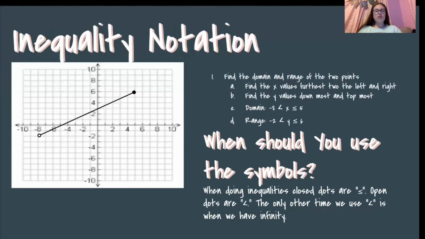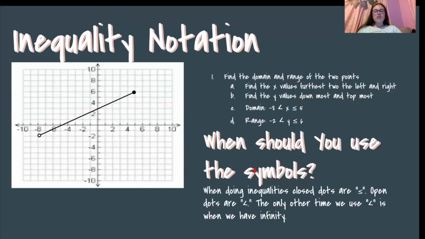So let's go over inequality notation. It's basically the same steps, except it's written out differently. This one, in my opinion, is harder to learn and harder to understand, but once you get the hang of it, it's a lot better. Like interval notation, you have to find the domain and range of the two points. So find the x values to the left and right. Find the y values downmost and topmost. So basically, here is an open circle.